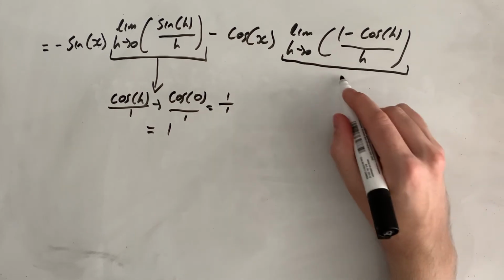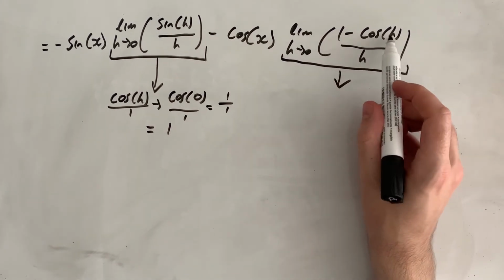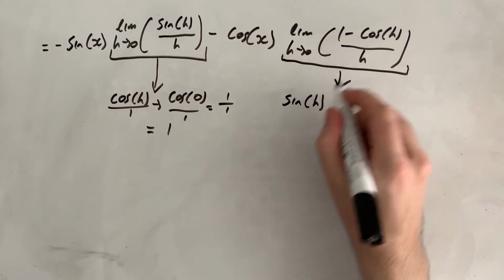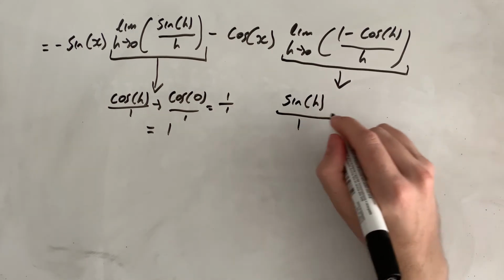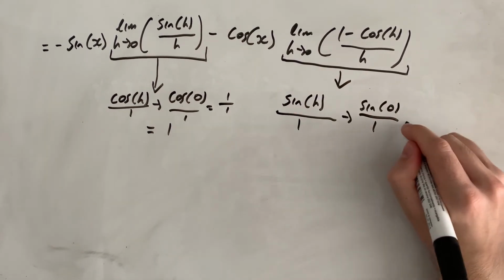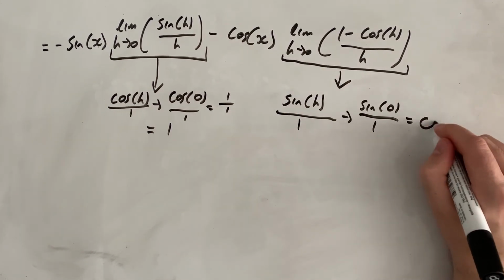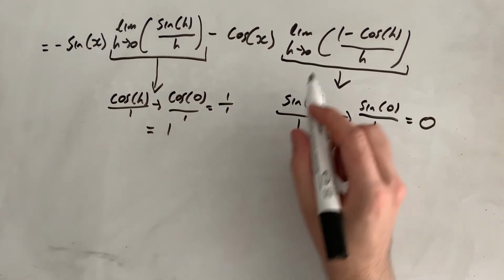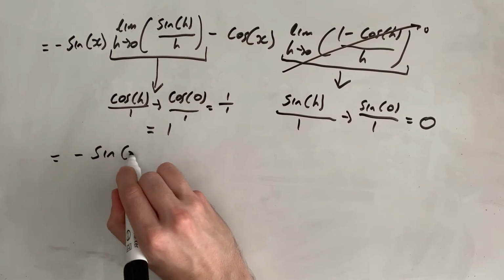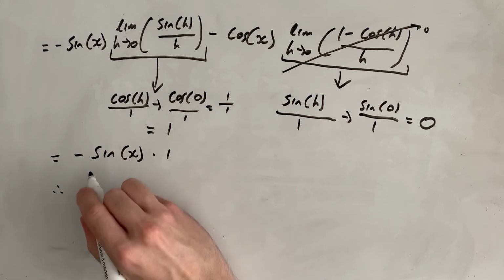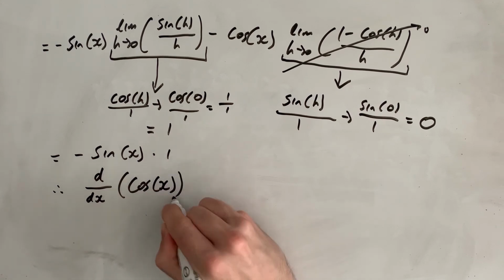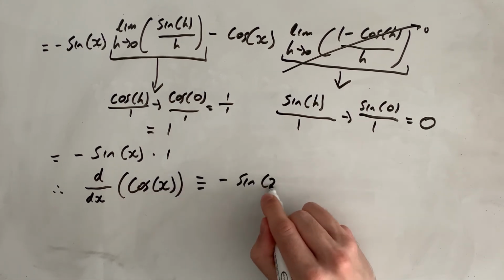Performing the same trick here, differentiating the numerator, minus cos h goes to sine h over h differentiated, which is 1. Now this is evaluated as the limit as h goes towards 0 over 1. Sine 0 is 0, divided by 1 is 0. So in this whole line, this term will disappear, leaving simply minus sine x times 1. Therefore, we've successfully shown that the first derivative of cosine x is indeed equal to minus sine x.